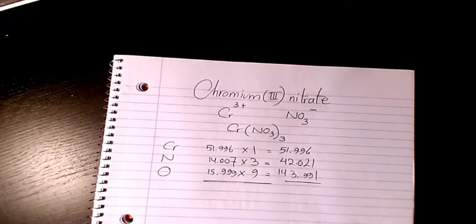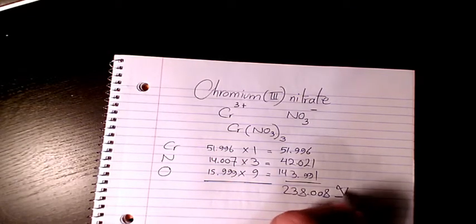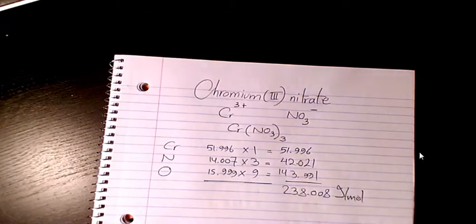and we need to add them all. It's going to be 42.021 plus 51.996, so that makes it 238.008 grams per mole. So that's basically the molar mass or molecular weight of chromium nitrate.